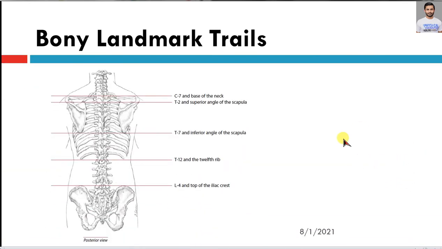Important body landmarks are the C7 and base of the neck. The C7 makes the base of the neck, and T2 is in alignment with the superior angle of the scapula, while the spine of scapula is in alignment with T4, and the inferior angle of scapula is in alignment with T7. Similarly, the 12th rib is in alignment with T12 spinous process, and iliac crest is in alignment with the spinous process of lumbar vertebra 4.